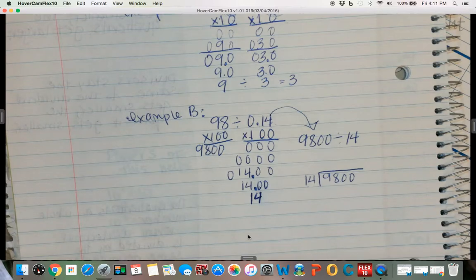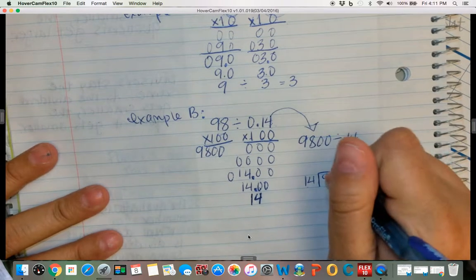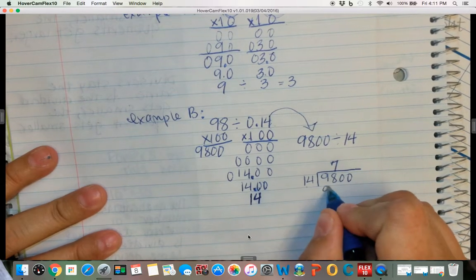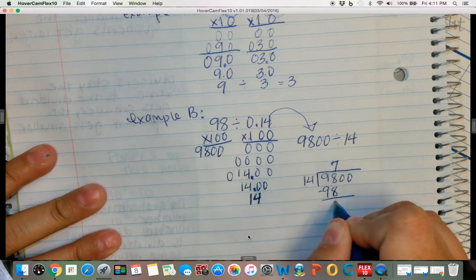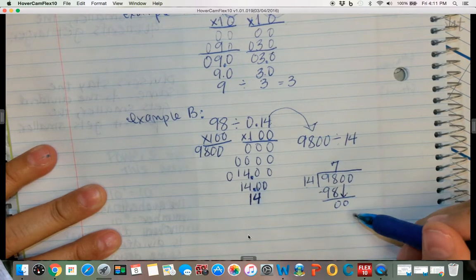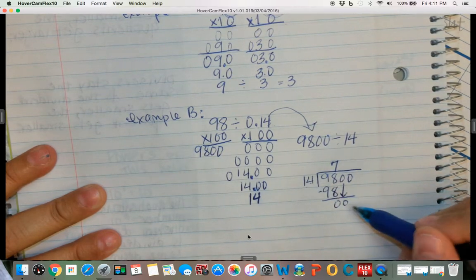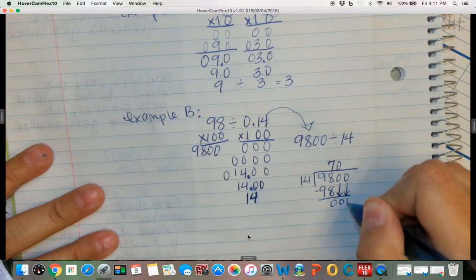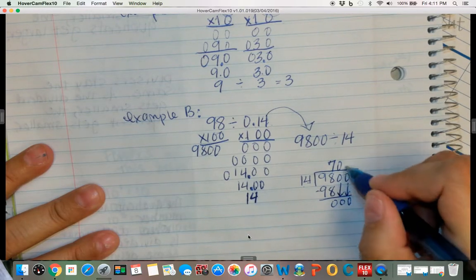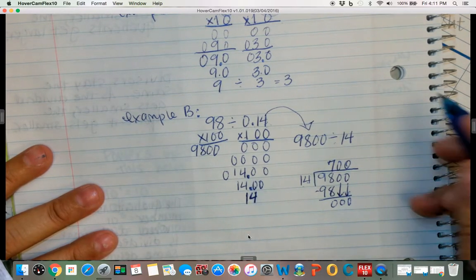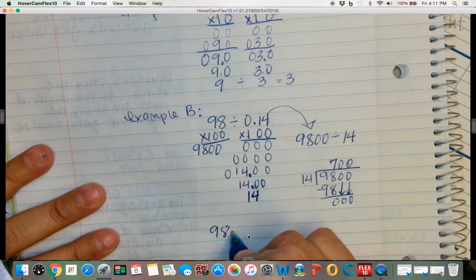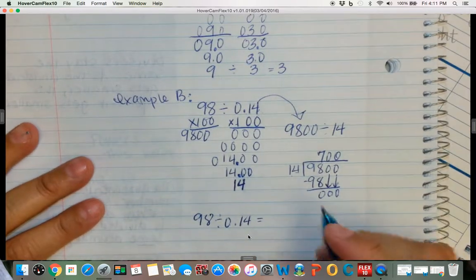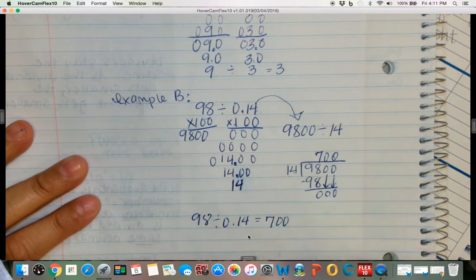All right, so 14 goes into 98. Hopefully you found it 7 times. That's 98. I bring the 0 down. 14 goes into 0 times. I bring the next 0 down. 14 goes into that 0 times. So 98 divided by 0.14, or 14 hundredths, is 700.